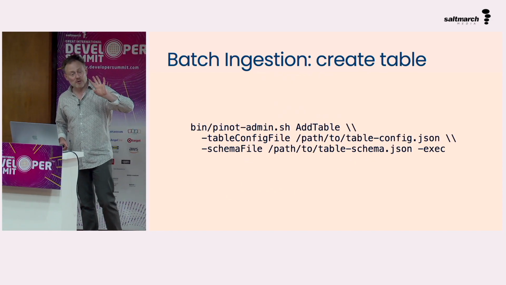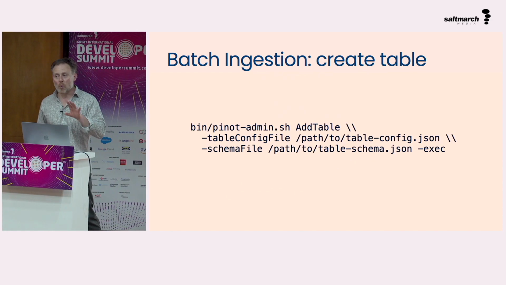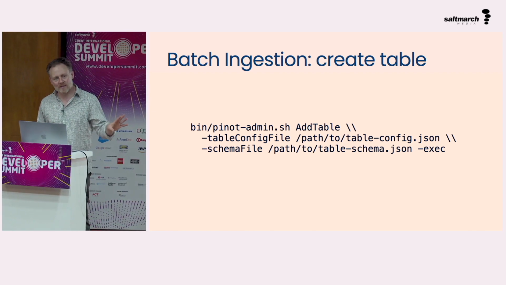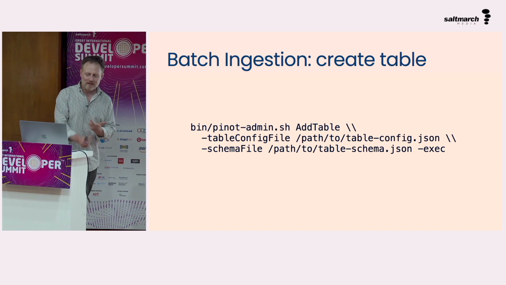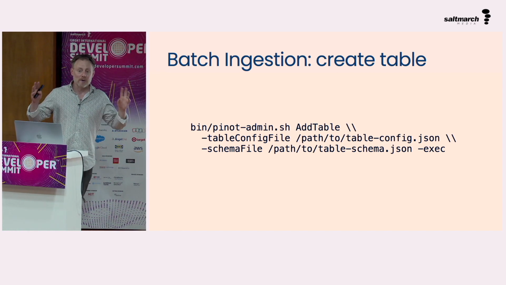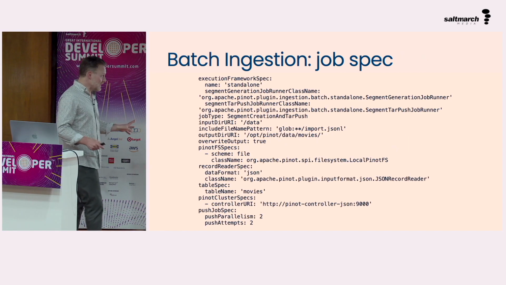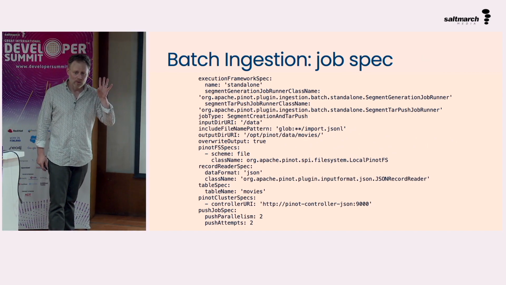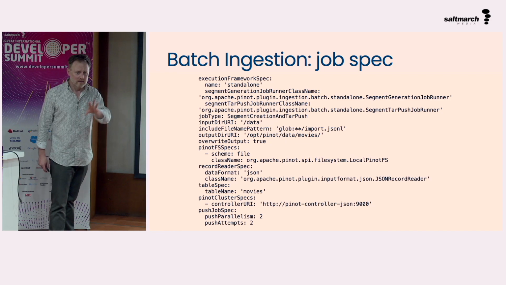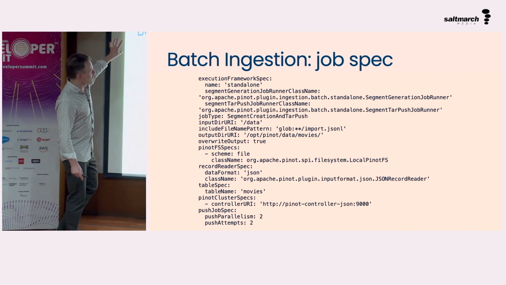After that, if you're doing this from the command line, the one command line tool that you run for anything in Pinot is called Pinot admin. Use the add table command, point it to the table config, point it to the schema file. That creates the table. Then, I apologize that there is YAML. You are worthy of better. But there's some YAML. This is a job spec.